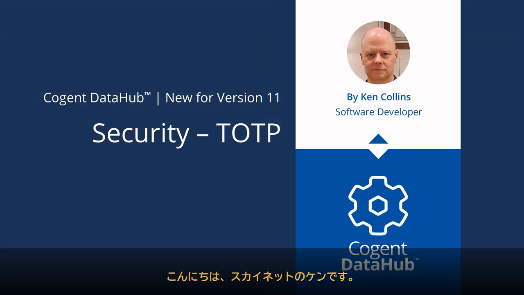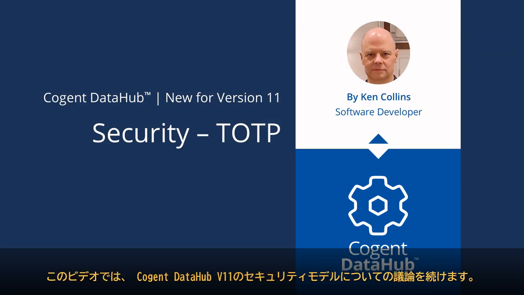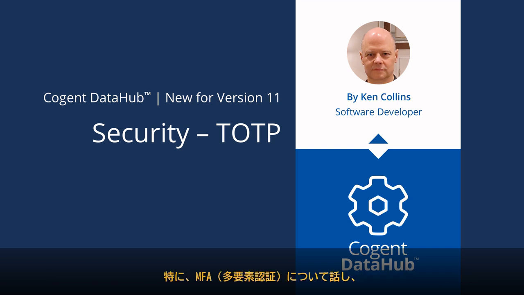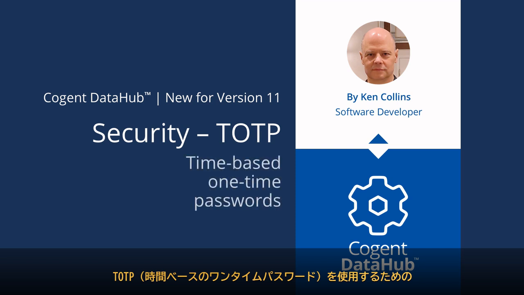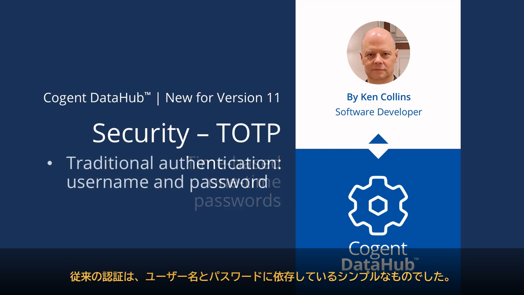It's Ken from Skynet. In this video, we're going to continue our discussion of the Cogent DataHub version 11 security model. In particular, we're going to discuss multi-factor authentication, and we're going to practice configuring user accounts to use time-based one-time passwords, or TOTP. Traditionally, authentication has been simple, relying on username and password.